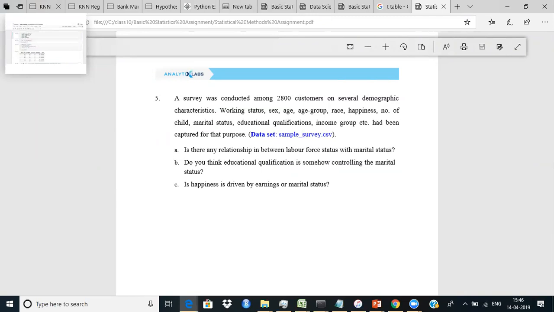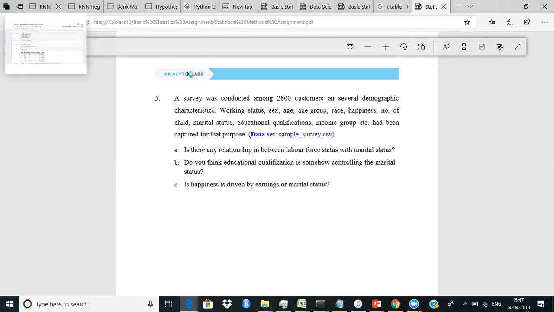A is chi-square. B is chi-square. Third is also chi-square. Two chi-squares, and you have to figure out which one has the higher chi-square test statistic value. Right?